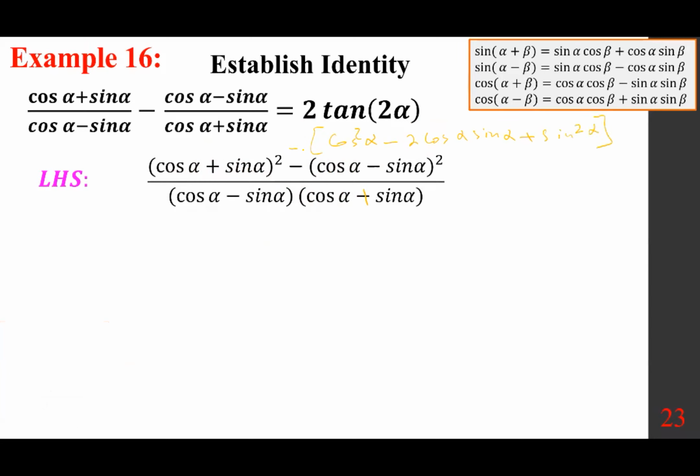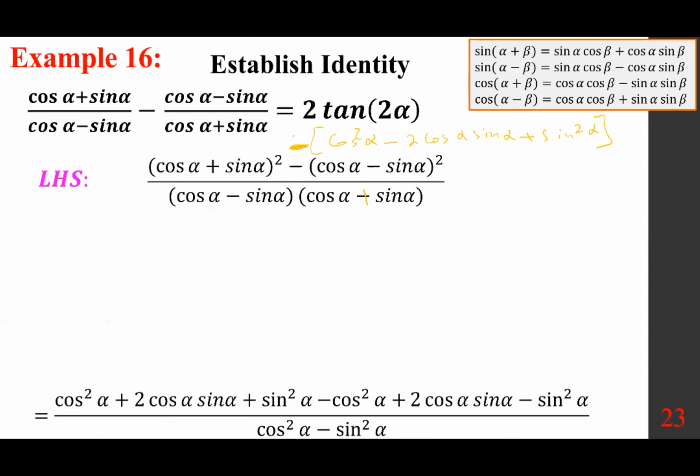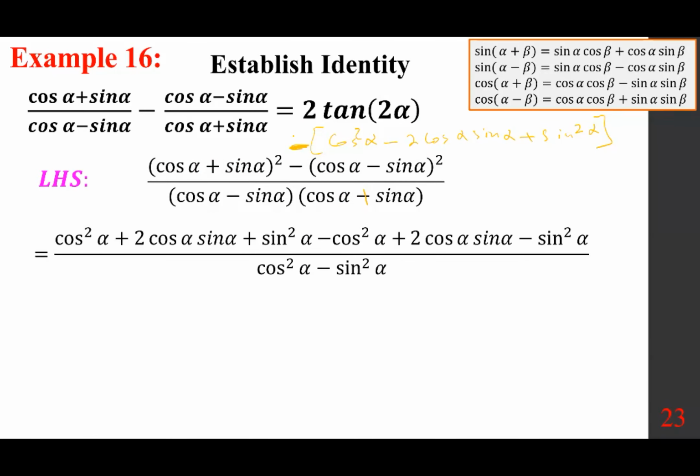And when you apply the negative sign, it changes everything. This becomes negative, this becomes positive, this becomes negative. Notice cosine squared with negative cosine squared go away. Sine squared and negative sine squared go away. And these two add up to 4 cosine alpha sine alpha. What about cosine squared minus sine squared? You should know that it's cosine of 2 alpha.